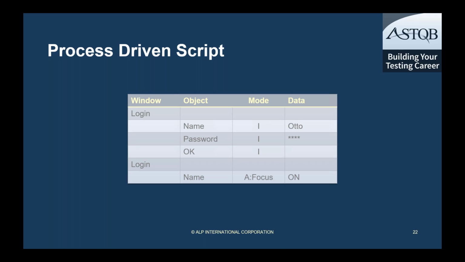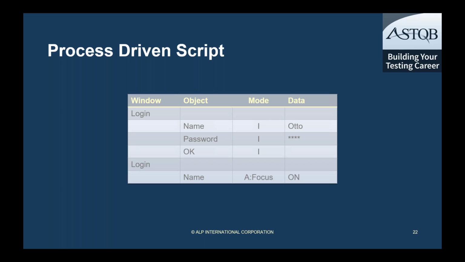So if we look at the example here, we'll see that from the first window that we have defined, which is the login window, the first thing that we do is we go to the name object. And in the name object, what are we doing? There's an I. In this case, I stands for input. And the data that we want to input is auto. Auto is the name of our user, so we want to input his name.